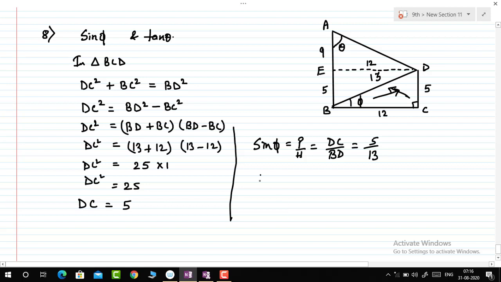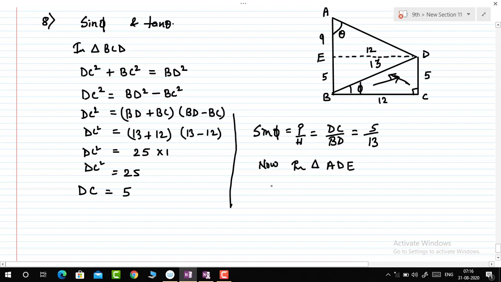Now we will apply in triangle ADE. We need not apply the Pythagoras theorem as we have to find tan theta. So tan theta is perpendicular upon base. Perpendicular is DE, and base will be AE. So it is 12 upon 9, that is 3 4s are 12 and 3 3s are 9. So tan theta comes to 4 upon 3.